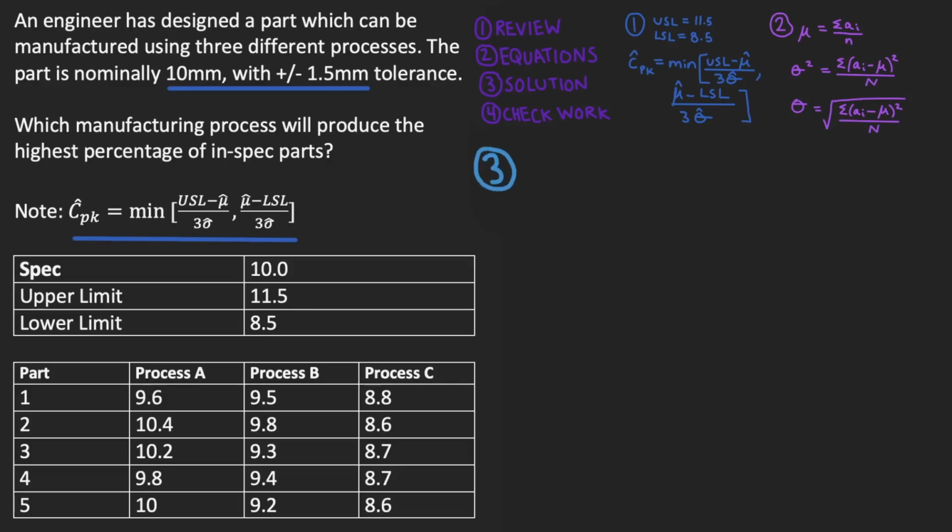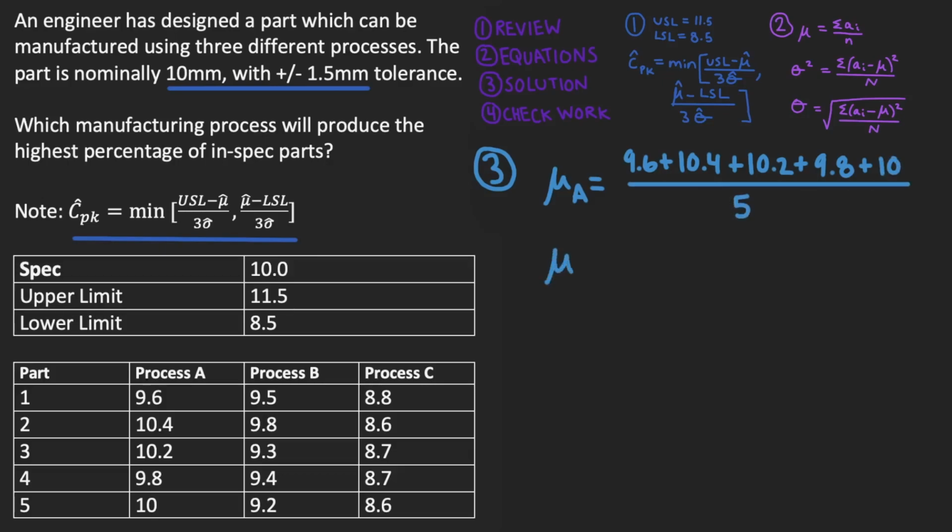Let's start off by doing this for A. First, we're going to find the average. Here you can see the calculations for finding the average. You add up all of the parts in A and divide by 5, the number of parts, and our average is equal to 10. Next, let's find the variance.